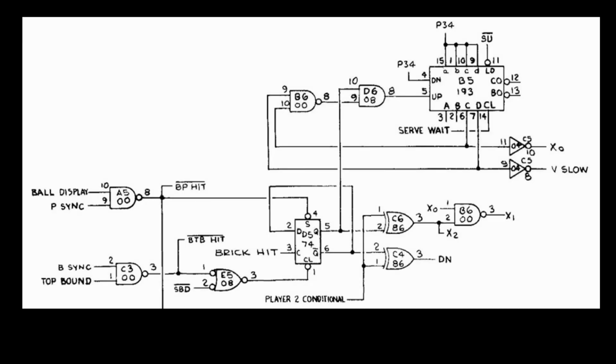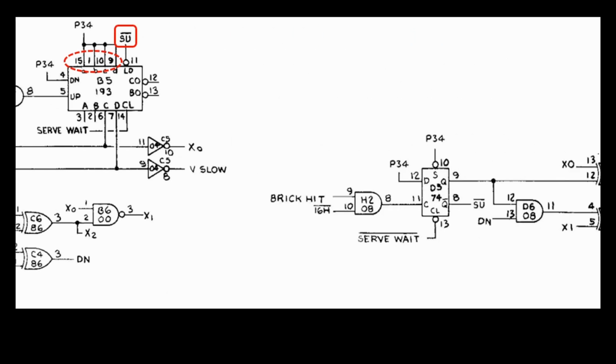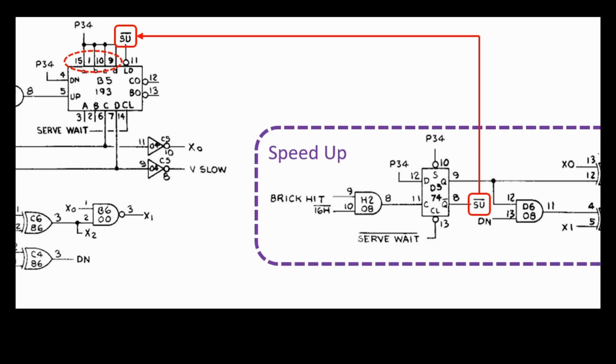Last note for this section, this speed up line on the volley counter loads all 1s when dropped. This input is asynchronous, so it happens immediately. It doesn't load to a 12, but has the same result since only the C and D outputs are used. The SU line comes out of the speed up section, so let's hit that next.